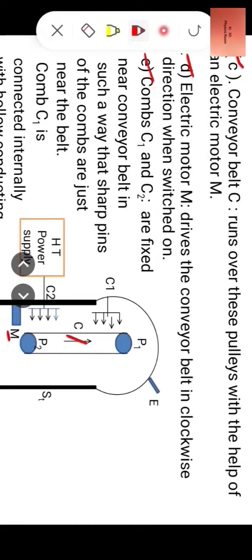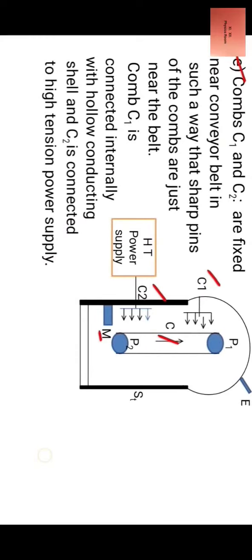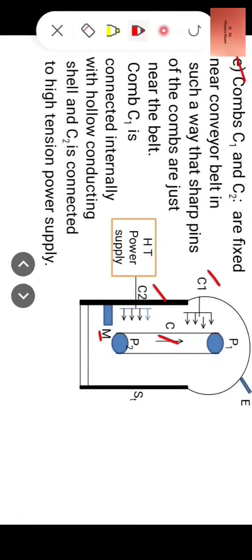E. Combs C1 and C2 are fixed near the conveyor belt in such a way that the sharp pins of the combs are just near the belt, as shown in the diagram. Comb C1 is connected internally with the hollow conducting shell and C2 is connected to the high tension power supply.